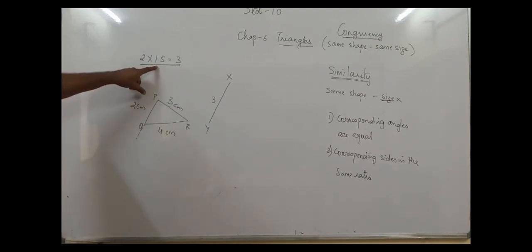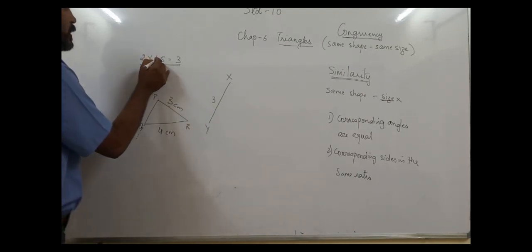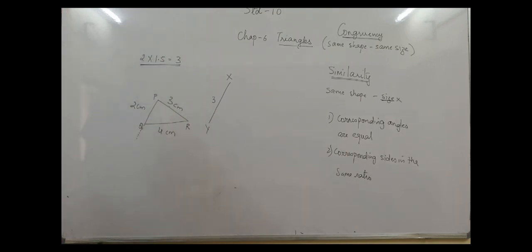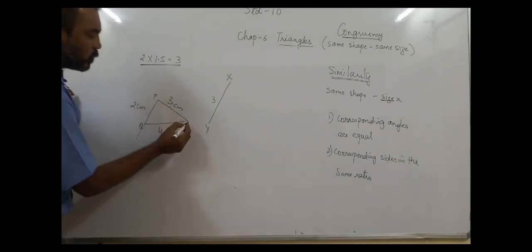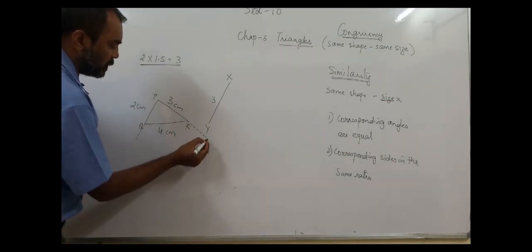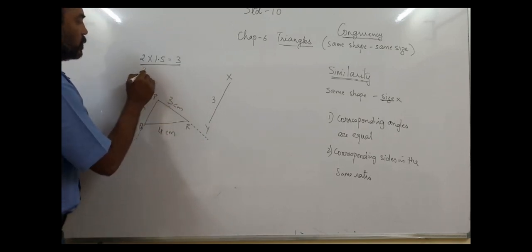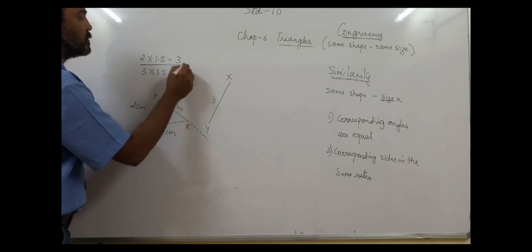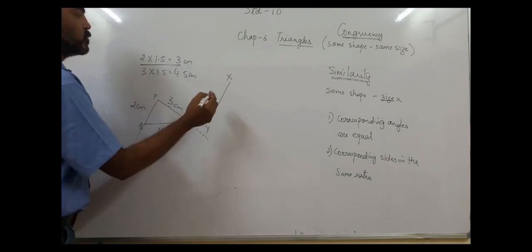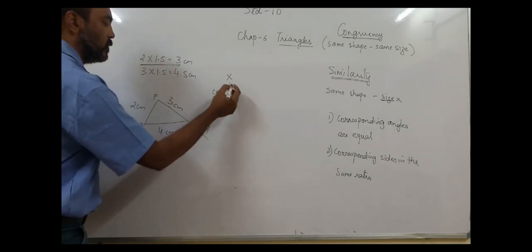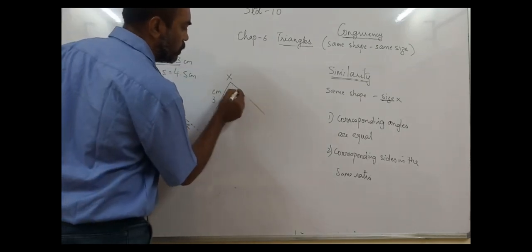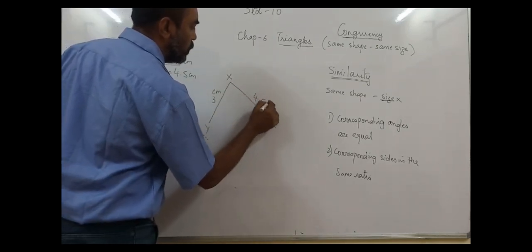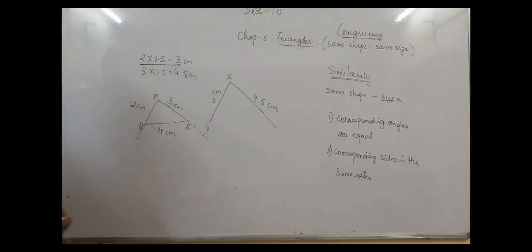So I increased this side. How much did I make it? Not double, but 1.5 times. So I have zoomed it. I told you the ratio remains the same. So if I zoom this side also by the same ratio, then the 3 should become 4.5 centimeter. So if this became 3 centimeter, then this became 4.5 centimeter.